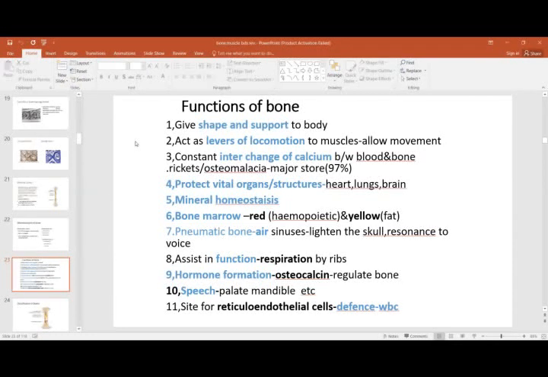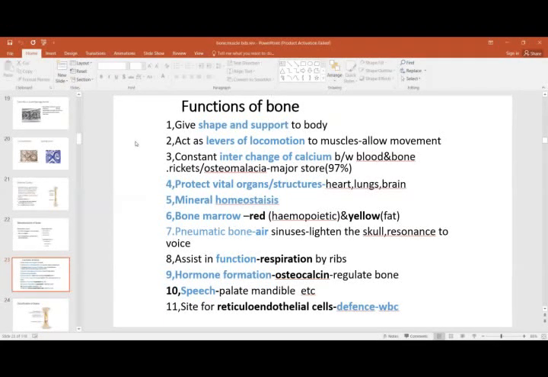Functions: it gives shape and support, it is a lever of locomotion, it is an interchange reserve house for calcium, and it protects the organs where you form the thorax and the skull. It is the mineral homeostasis, again because of its calcium and phosphorus. Then there is bone marrow, red and yellow, that is what I have told you. Pneumatic bones: there are certain bones which contain air spaces.